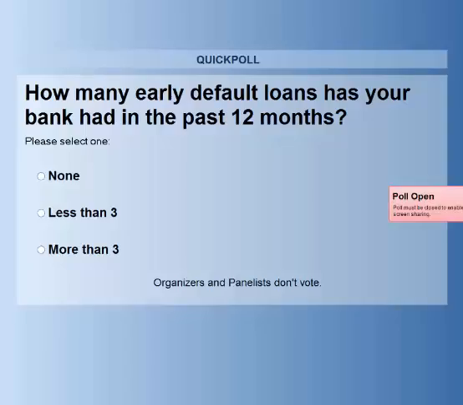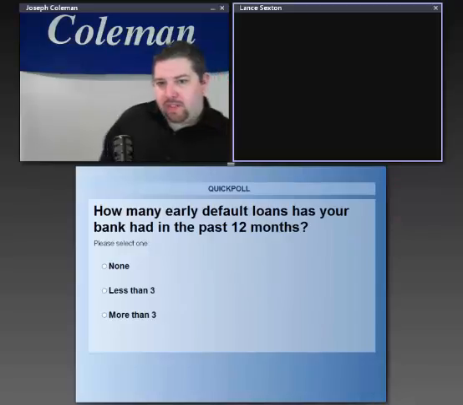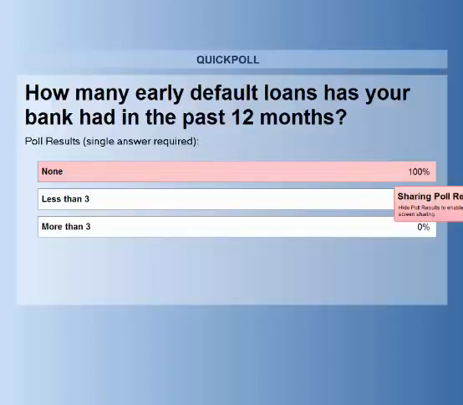How many early default loans has your bank had in the last year? And I'm hopeful, Joseph, that they say none, but early default loans are certainly a challenge. We had a session this week where we talked about how to handle those in the areas that the SBA looks at. An early default loan is not necessarily a bad thing if you document your file well. Yeah, and we have an honest crowd out there. A great group.